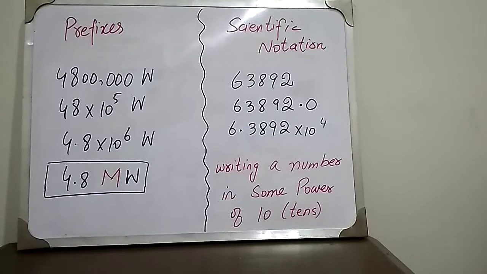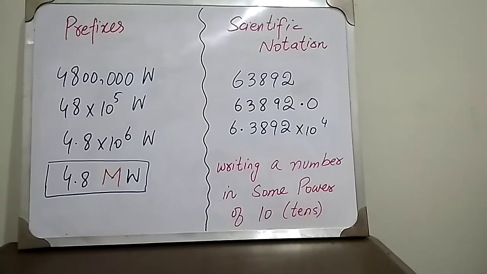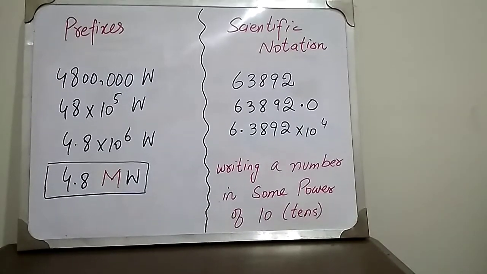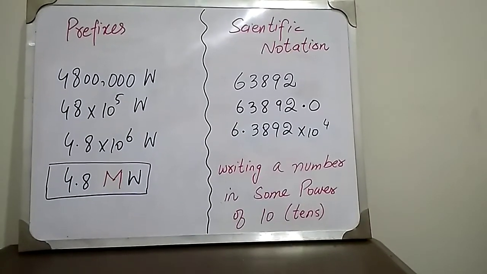Like you can make it 10 raised to the power 6, mega, or you can convert it to 10 raised to the power 3, so it will become a prefix. But here 6.3892 × 10^4 is simply the scientific notation.